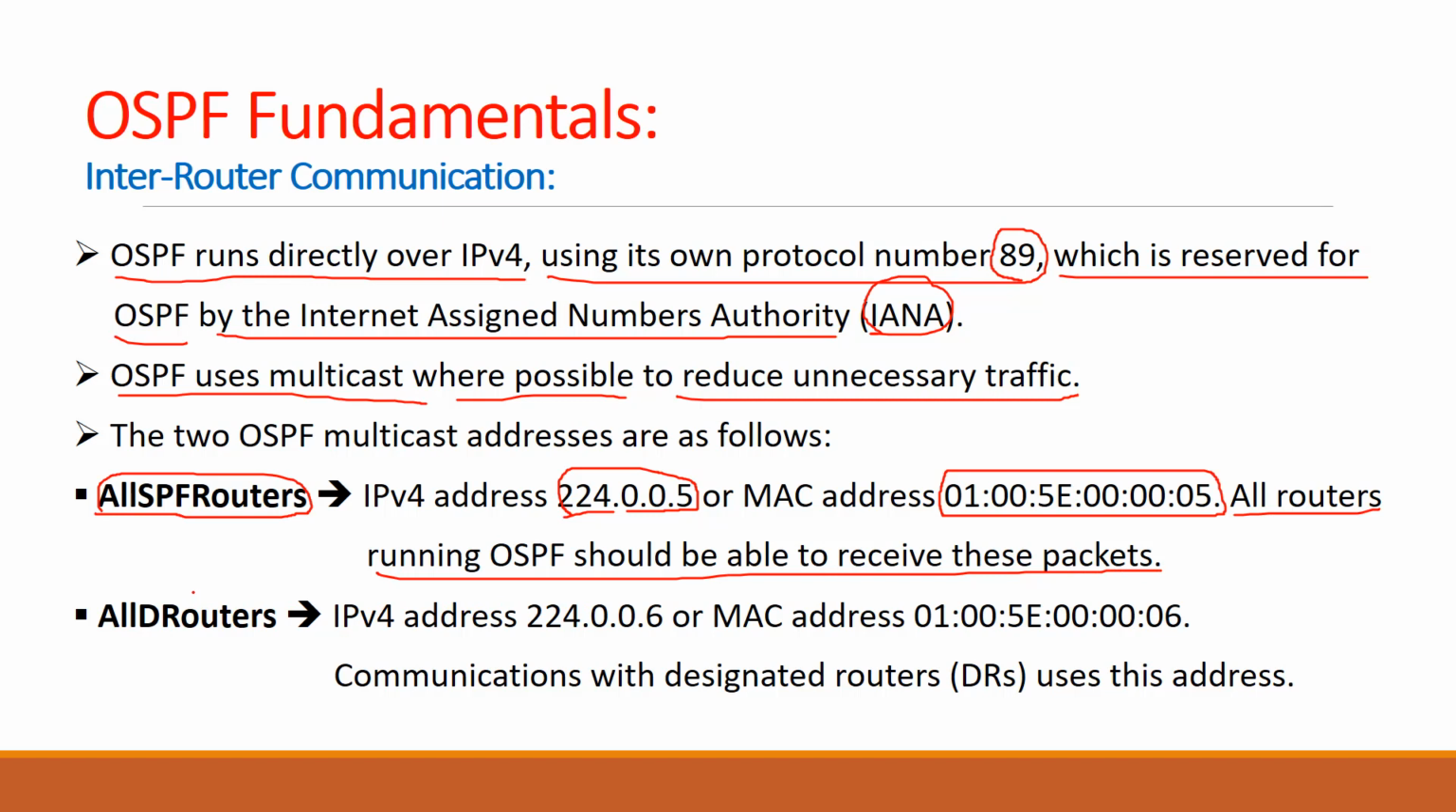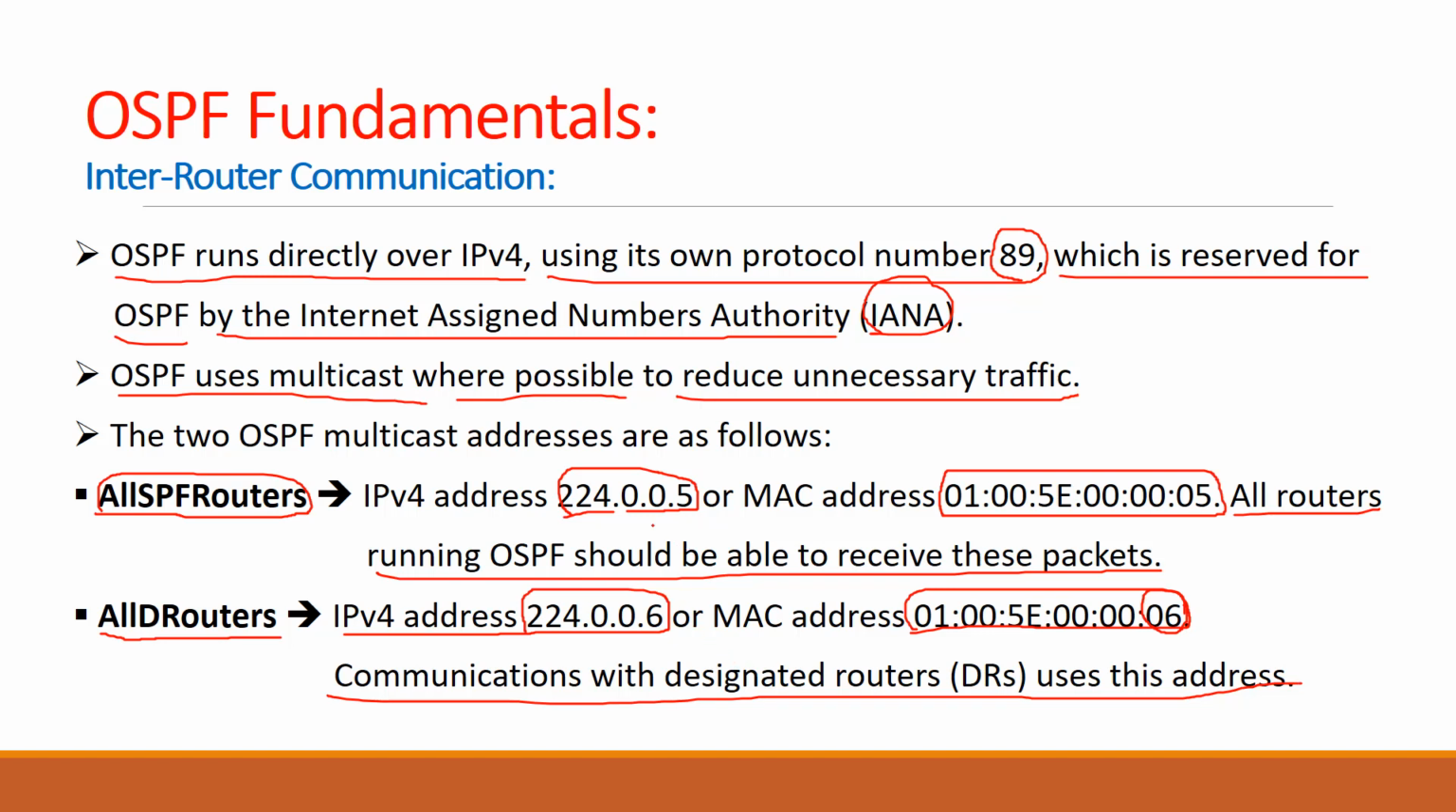There is another OSPF multicast address. It aims for sending to all designated routers. So the IPv4 address is 224.0.0.6, and the MAC address is similar to the first one, except it ends with 06. The last hexadecimal digit is different in the MAC address. And for communication with designated routers, we use this address.